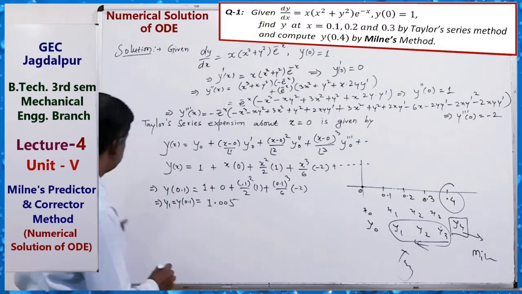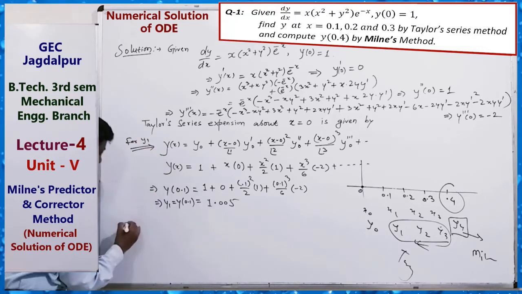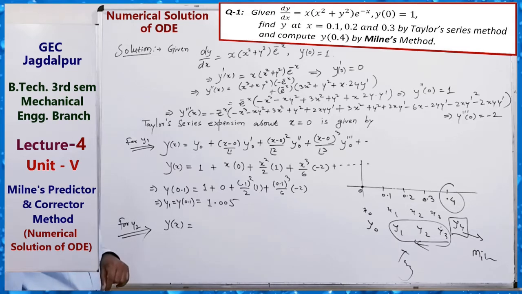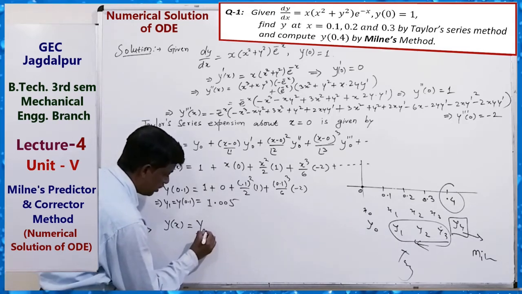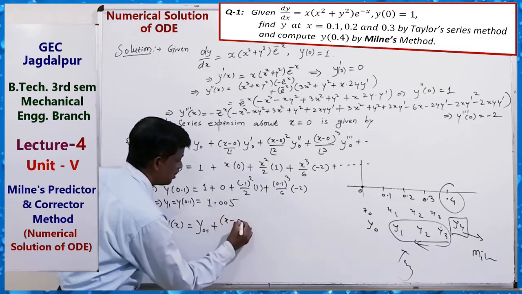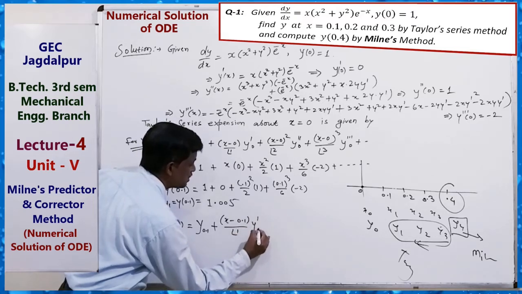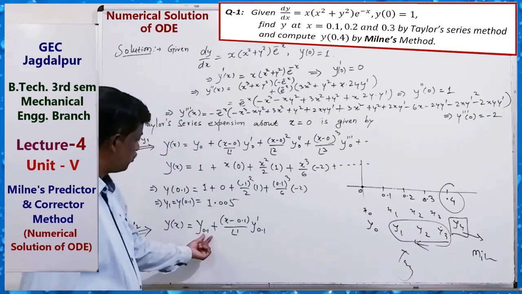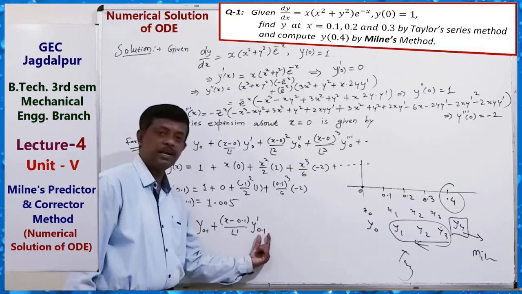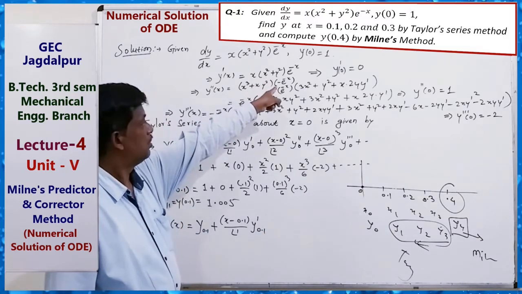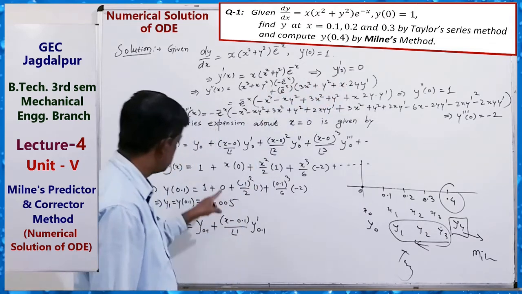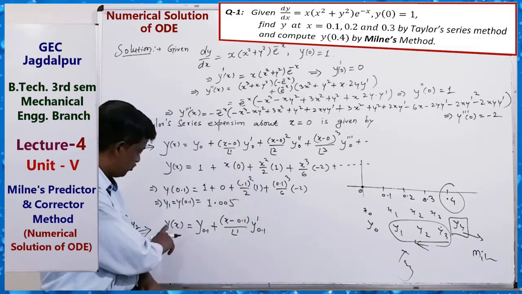Now for the next stage, for y2. For y2, y(x) equals to what? Here 0.1, because at this point 0.1 plus (x minus 0.1) upon 1 factorial y dash at 0.1. y at 0.1 we know what this is, and y dash at 0.1, just put 0.1 in place of x, then you can get y dash at 0.1, and y at 0.1 means this value. So just use the previous value. Then the value of y will be more accurate.